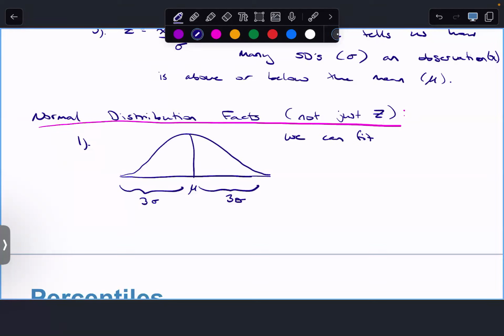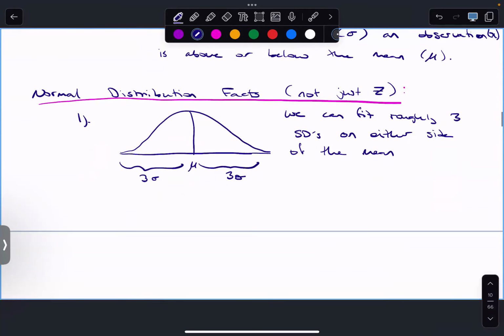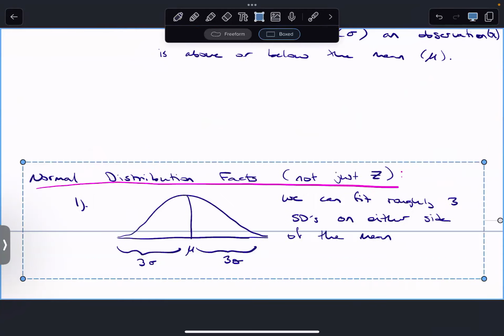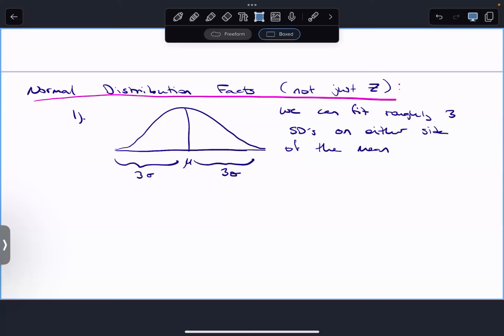We can fit roughly 3 standard deviations on either side of the mean. I'll do it on this page. That's a fact. Why do I say roughly?